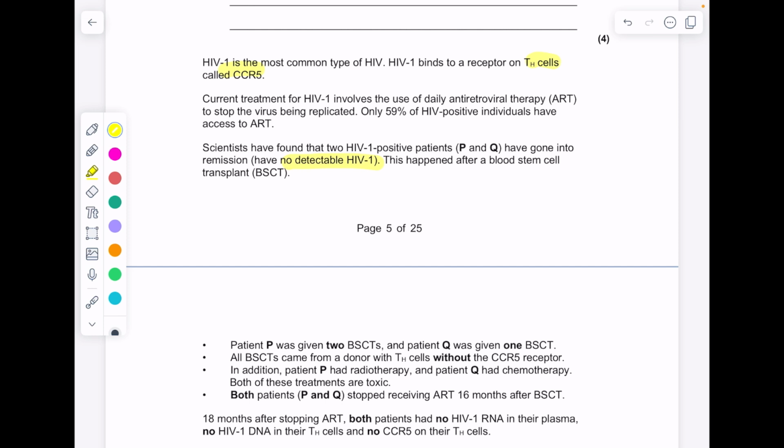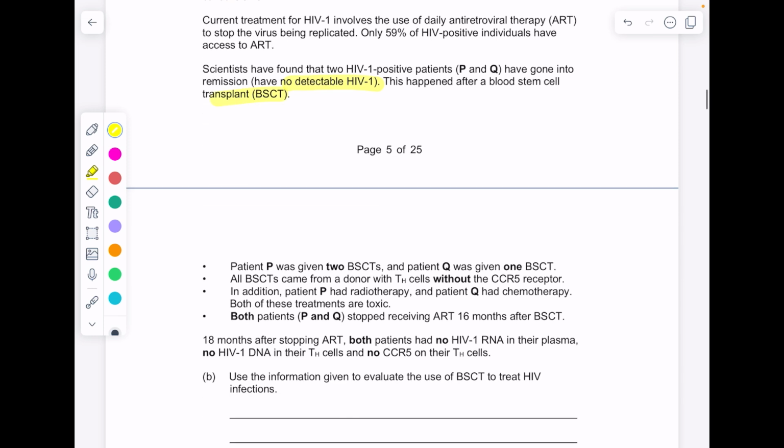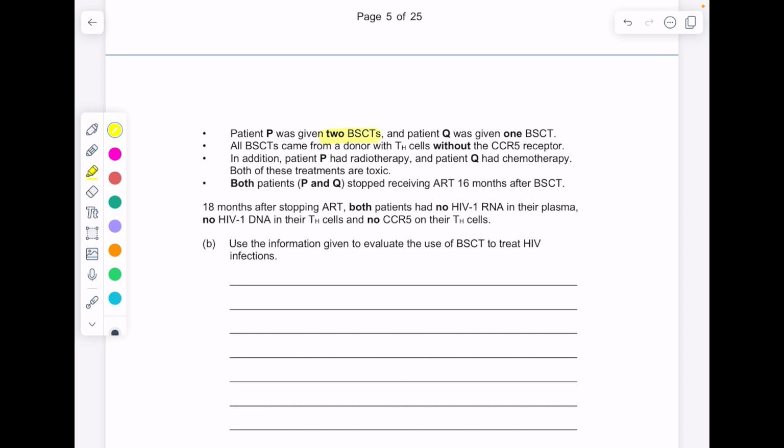This happened after a blood stem cell transplant, BSCT. Patient P was given 2 BSCTs, Q was given 1 BSCT. All BSCTs came from a donor with helper T cells without the CCR5 receptor. In addition, patient P had radiotherapy and patient Q had chemotherapy. Both of these treatments are toxic. Both patients stopped receiving ART 16 months after BSCT. 18 months after stopping ART, both patients had no HIV-1 RNA in their plasma, no HIV-1 DNA in their T helper cells, and no CCR5 on their T helper cells.